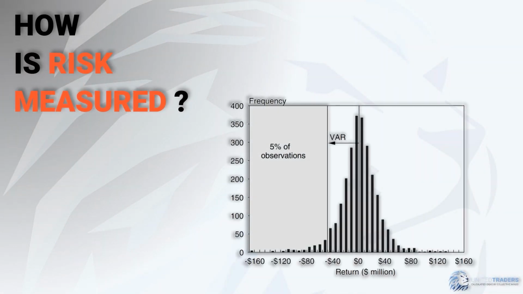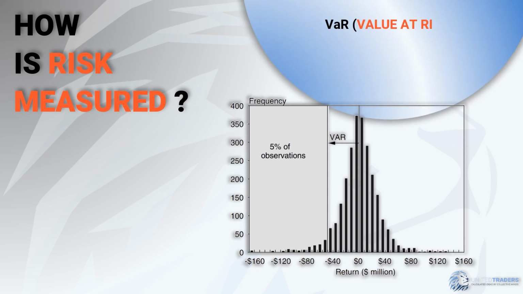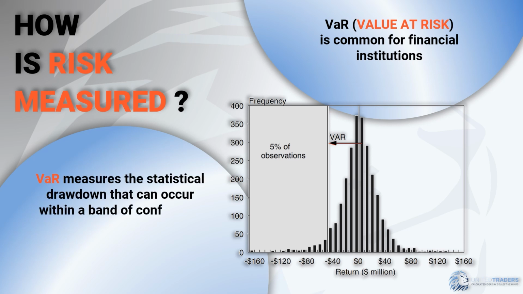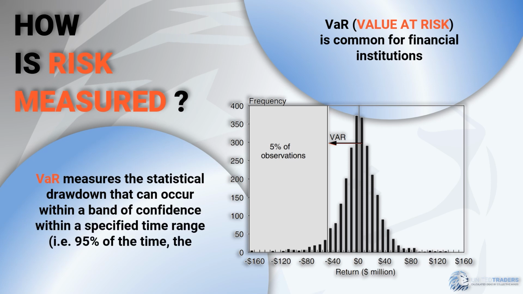There are many ways to measure risk, and none are the be-all end-all. One of the many ways institutions and investors measure risk is value at risk. Value at risk, or VAR, measures the statistical drawdown that can occur within a band of confidence within a specified time range. For example, this chart shows that the sum of days with a portfolio drawdown of 47 million or more total approximately 5% of the total days considered in the sample.